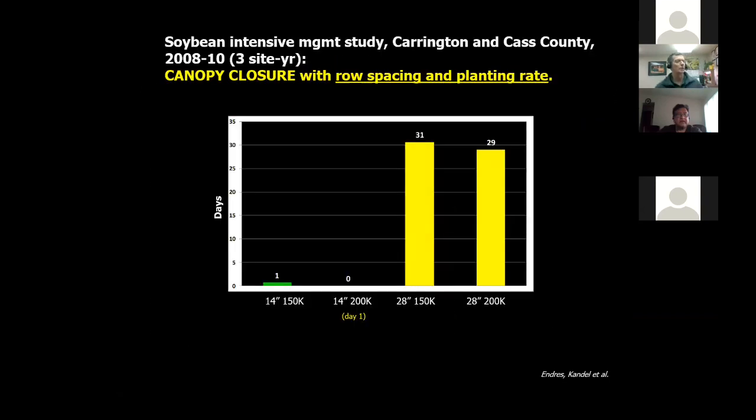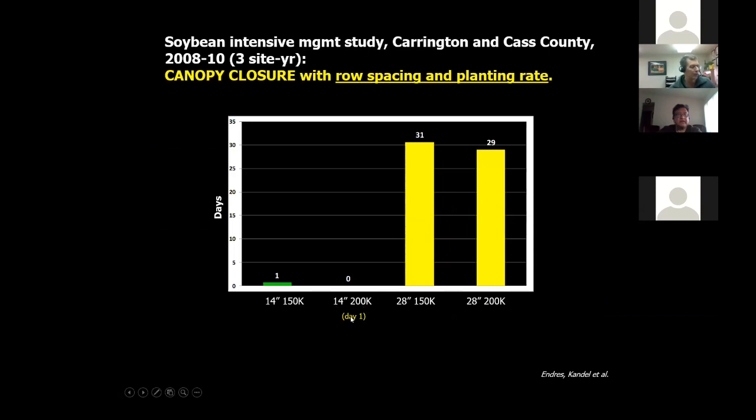So to give you a little glimpse of some data relating to that, this is some work done on the eastern part of the state. We looked at 2 row spacings and 2 plant populations. And so we monitored when the canopy closed. And as you maybe would forecast, the closure came quickest with 14-inch rows and 200,000 seeds per acre.